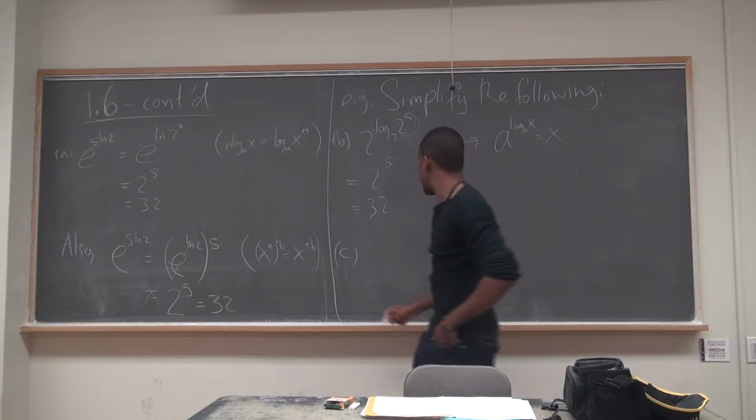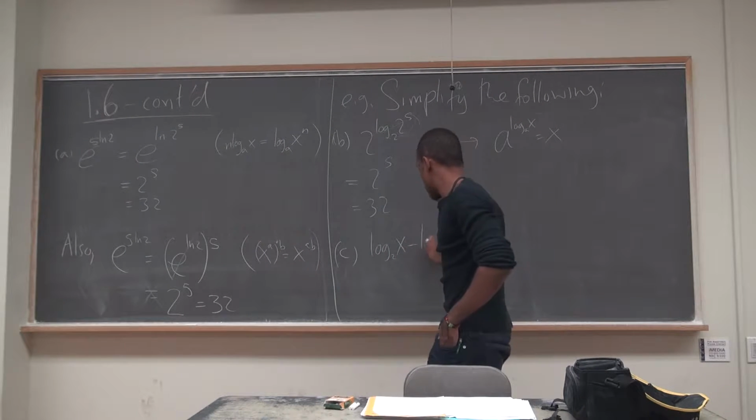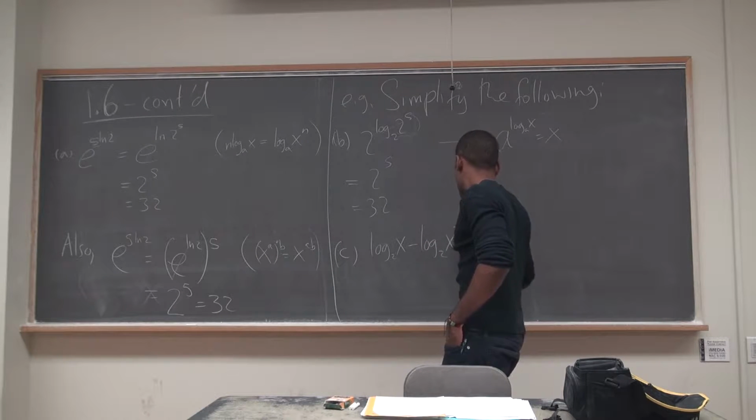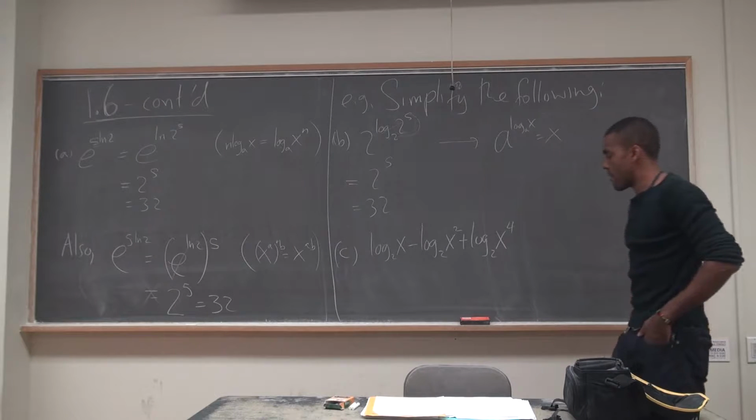c, I said log to the base 2 of x minus log to the base 2 of x squared plus log to the base 2 of x to the 4th. Okay, rewrite that.